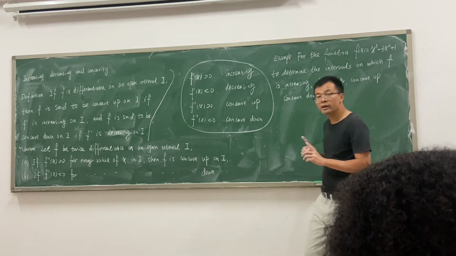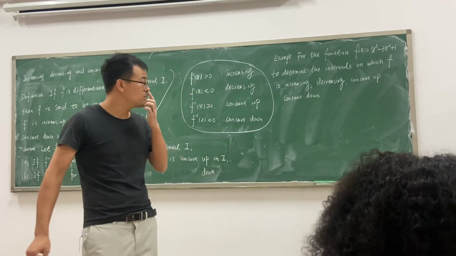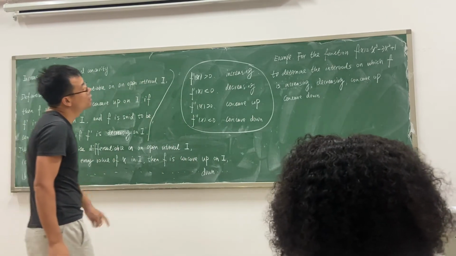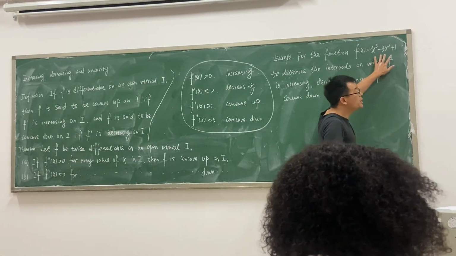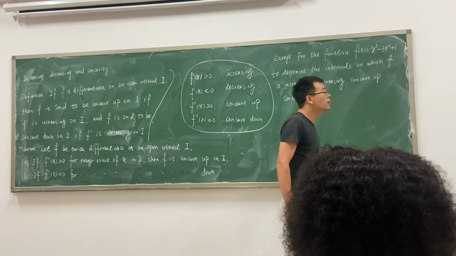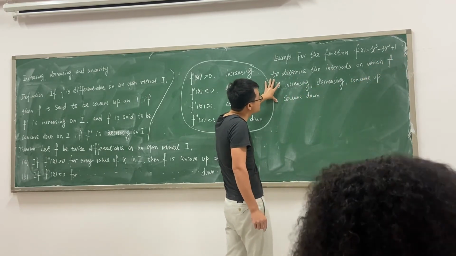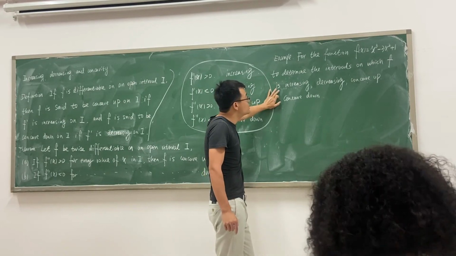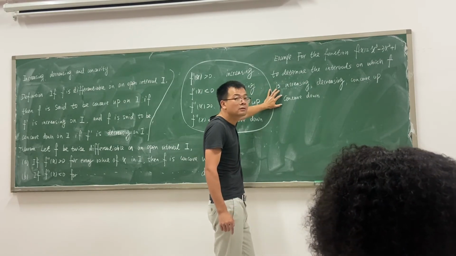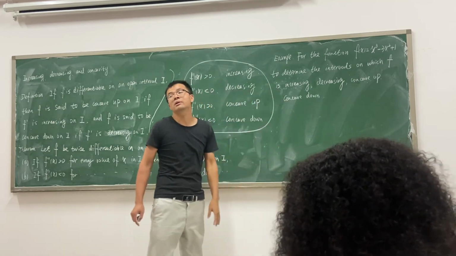So now I give you an example. For the function f(x) equals x cubed minus 3x squared plus 1, determine the intervals on which f is increasing, decreasing, concave up, concave down.